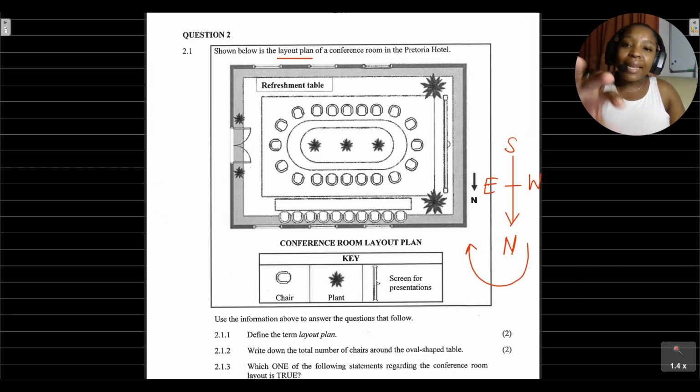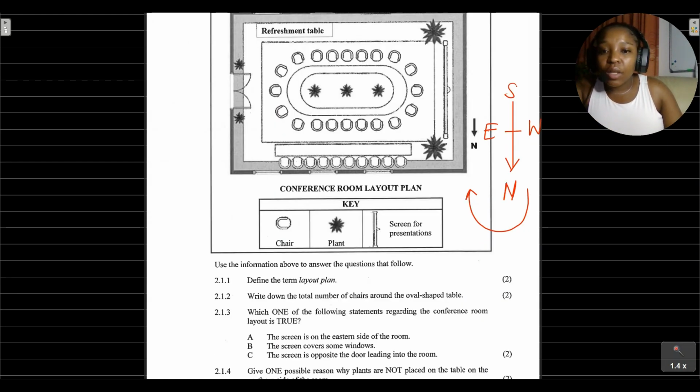Okay, so it basically says that now, use the information above to answer the questions that follow. So we've analyzed this layout plan. We've basically filled in our cardinal points. We know what our key means. We're more than ready to answer the questions. What does the term layout plan mean? Remember, I've already given us this definition.